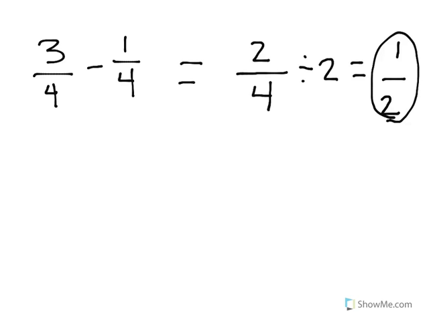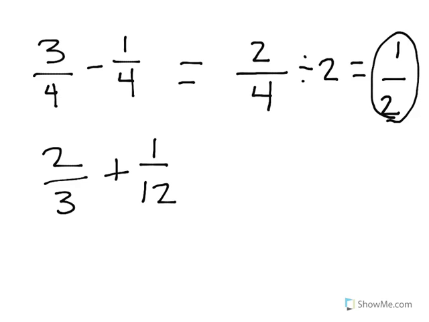Now, my next example is going to be a little bit harder because I don't have common denominators. So if I have the fraction 2/3 plus 1/12, because I don't have any common denominators, I need to make common denominators. So I'm going to teach you using the butterfly method how to do this.